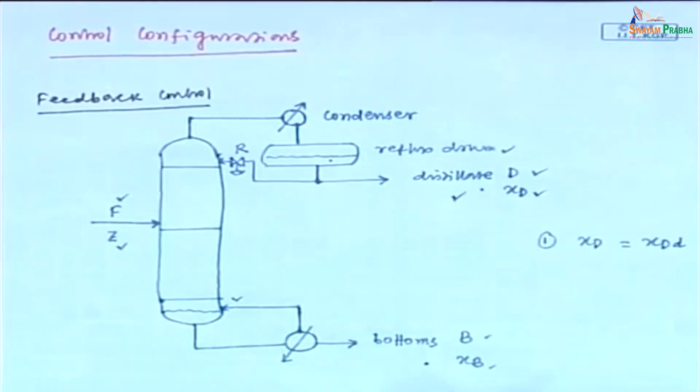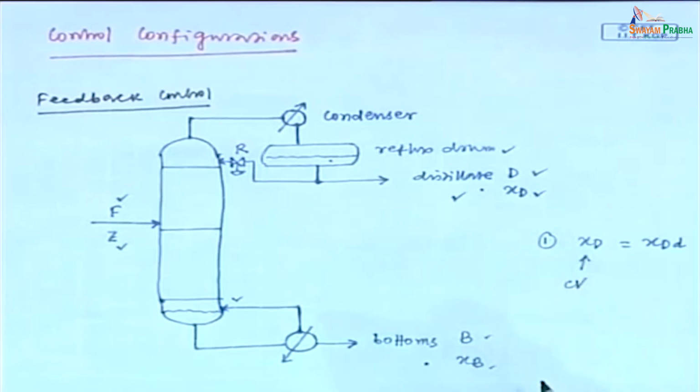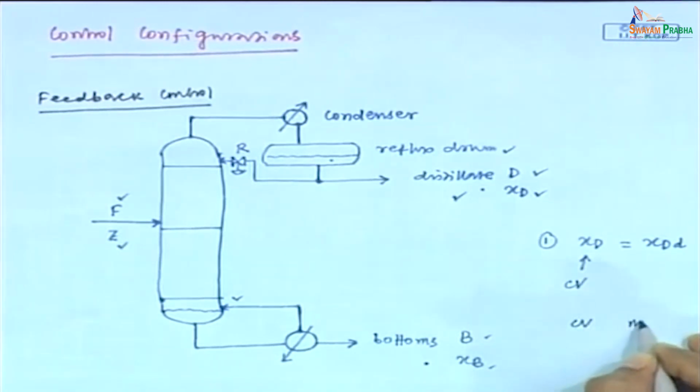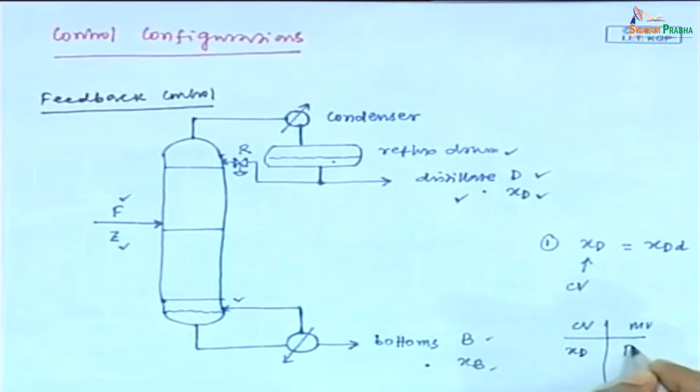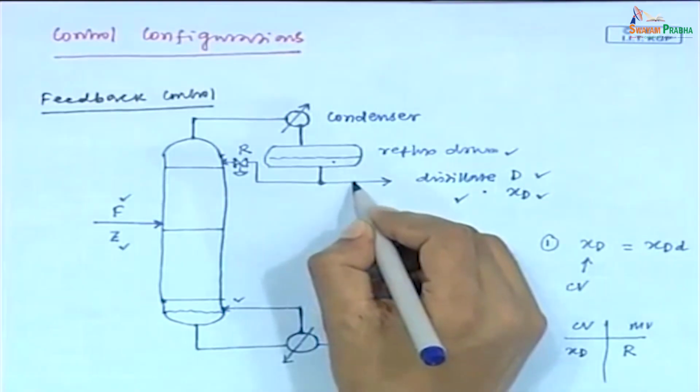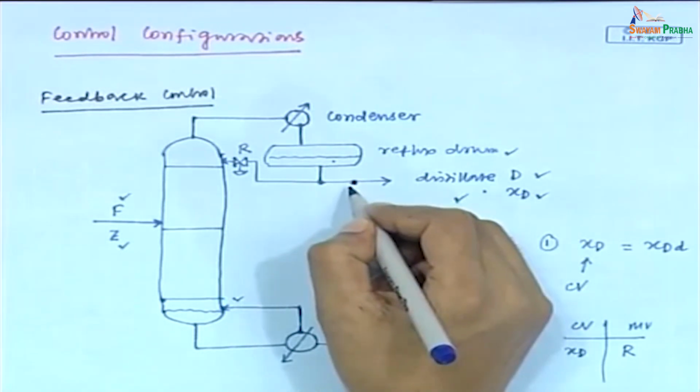So, what will be the control configuration for this case? If this is our control objective, that means this is the control variable. So, we have to make a control variable and manipulated variable pair. If XD is the control variable, then the corresponding manipulated variable is the reflux flow rate R. Fine. Can you make the control configuration now? Yes, we can make it. Suppose here the liquid has composition XD.